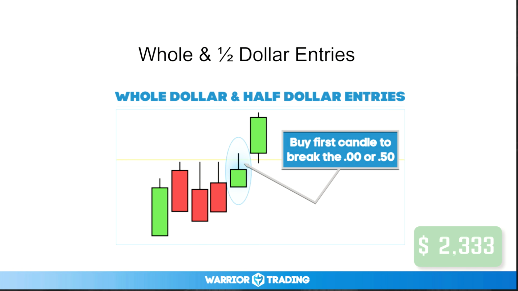What you're going to see is a pattern, and this is called the whole dollar, half dollar entry. Something that's really important to understand is that stocks especially, but this is also true with cryptocurrency and certainly true with futures and commodities, they trade with respect to psychological areas of support and resistance. These are half dollars and whole dollars. This is especially true when the price is lower.